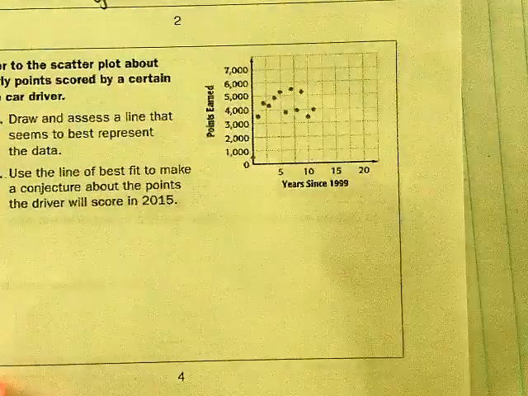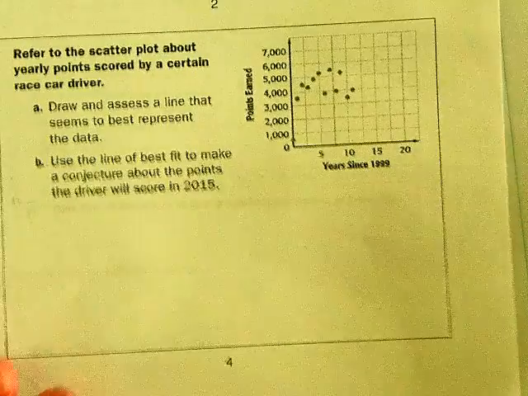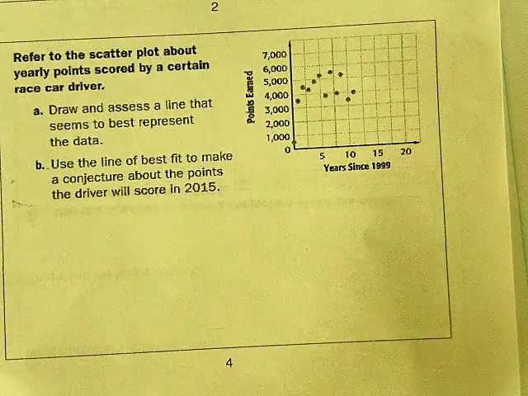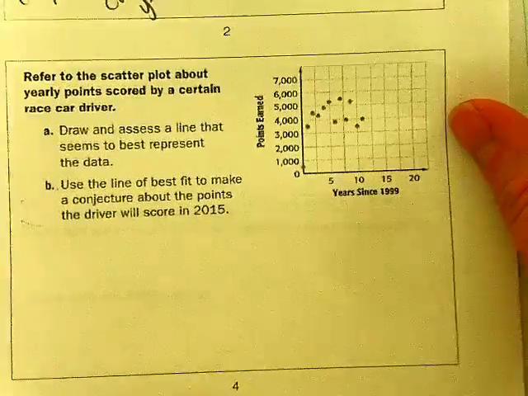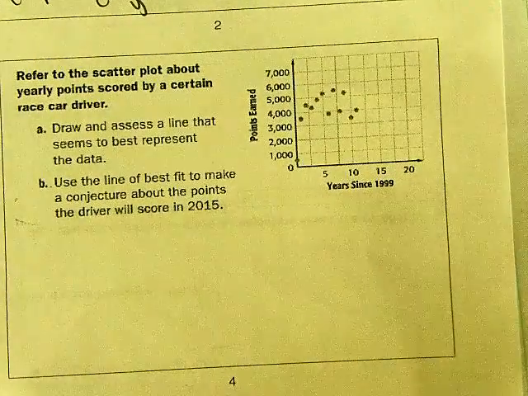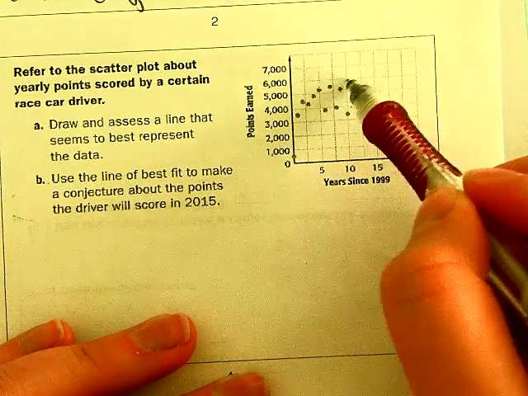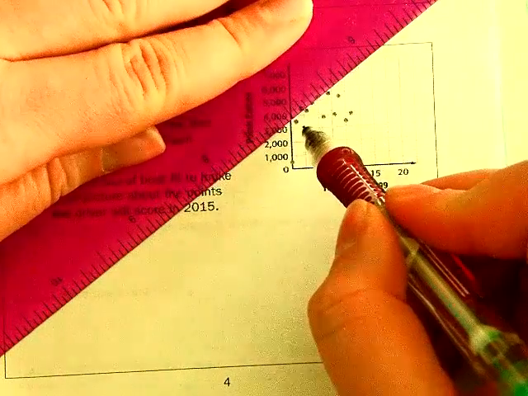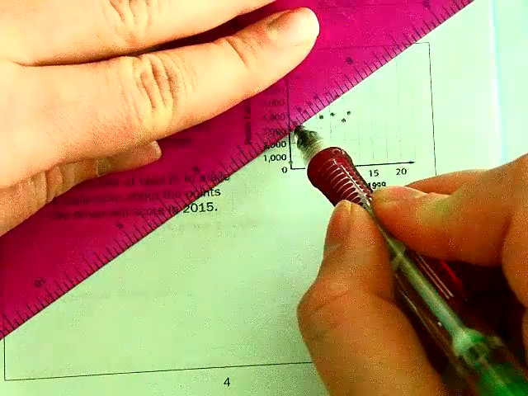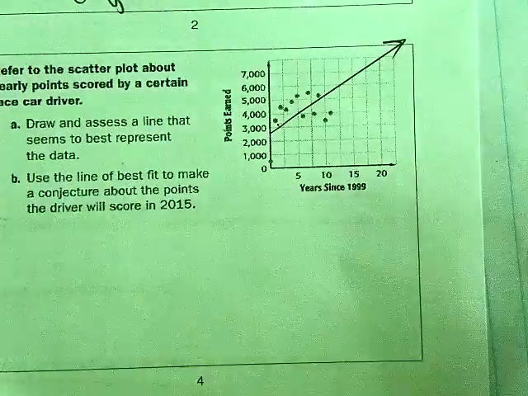Slide 4. It says, refer to the scatter plot about yearly points scored on a certain race car driver. Draw and assess a line that seems to best represent the data. So looking at that vocab word, it's very close to most of the data points. So we're going to draw a line through here that's close to most of the data points. So it looks like the majority of them are around here. We do have a kind of a cluster of points down here, but I'm going to draw a line somewhere going up above the cluster, but below there.